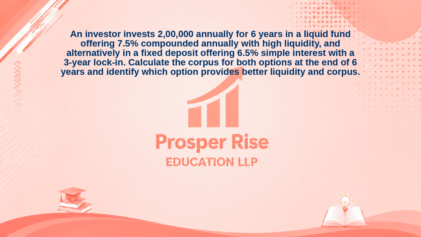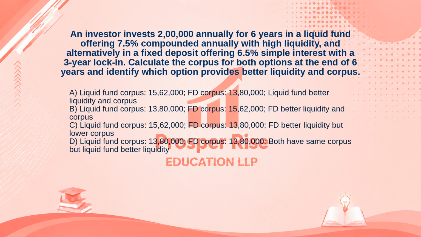An investor invests 2 lakh annually for 6 years in a liquid fund offering 7.5% compounded annually with high liquidity, and alternatively in a fixed deposit offering 6.5% simple interest with a 3-year lock-in. Calculate the corpus for both options at the end of 6 years and identify which option provides better liquidity and corpus.